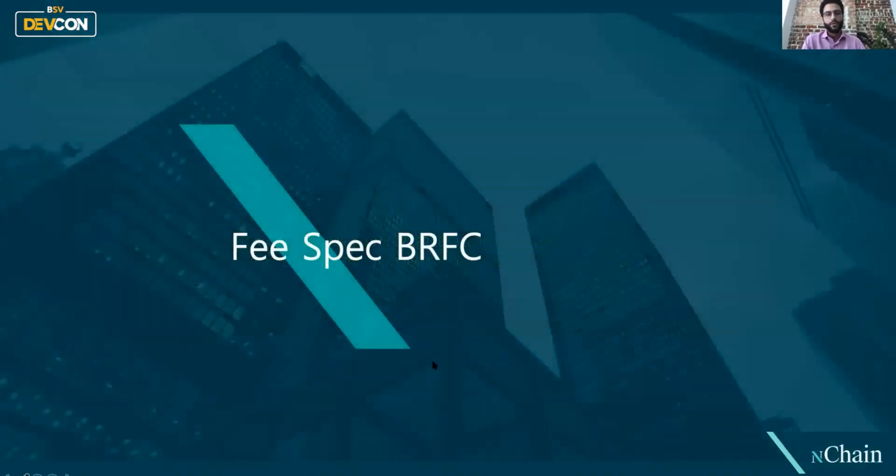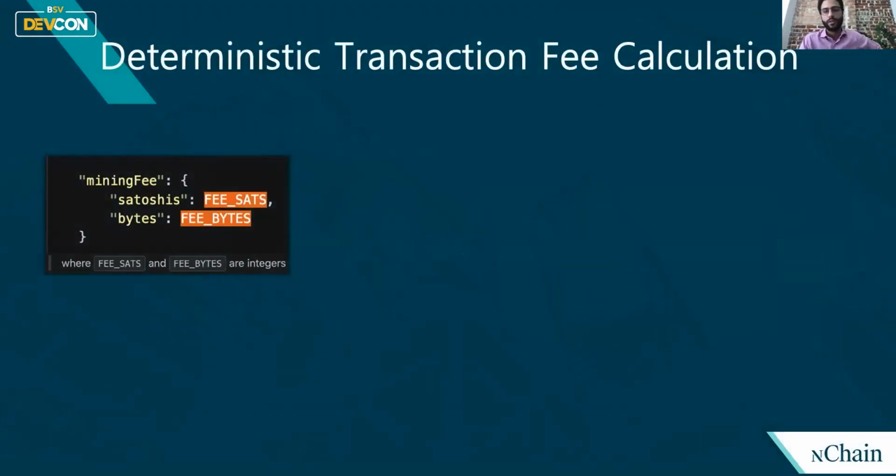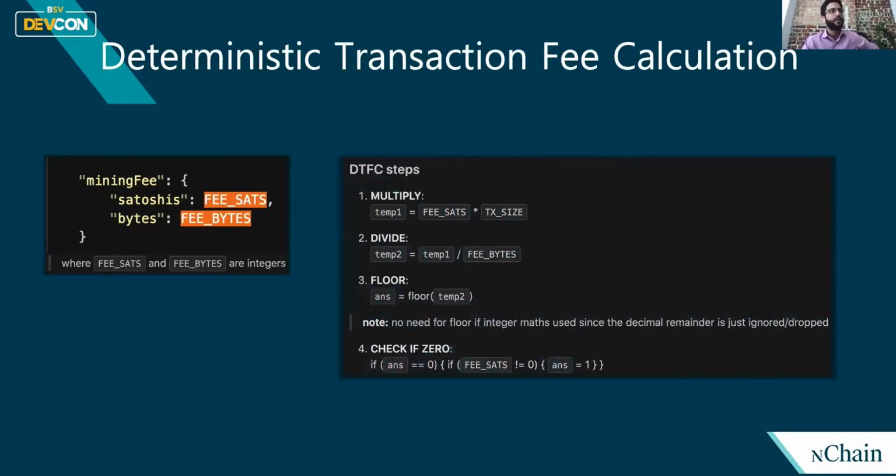And onto the fee spec BRFC. In the past, Bitcoin didn't really have many fee specs, different fees. Everyone would charge a specific 1 Satoshi per byte. But as we go to less than 1 Satoshi per byte, we get into decimals, and that makes things a bit harder. So we developed a deterministic transaction fee calculation where we use integer maths, because as we know, floating point numbers are not the best for accuracy.